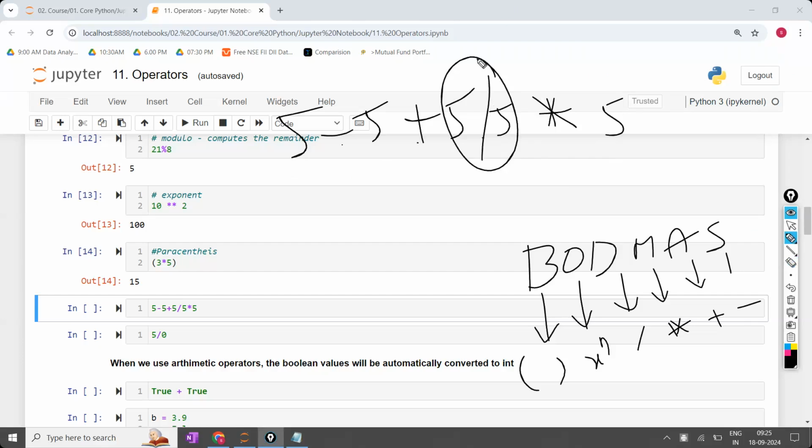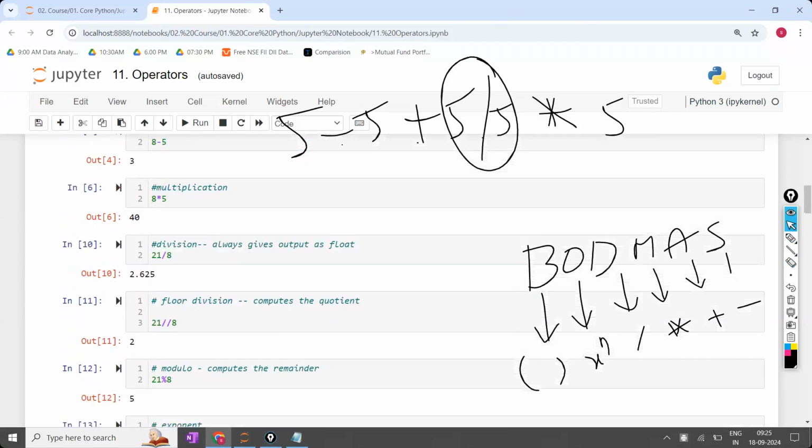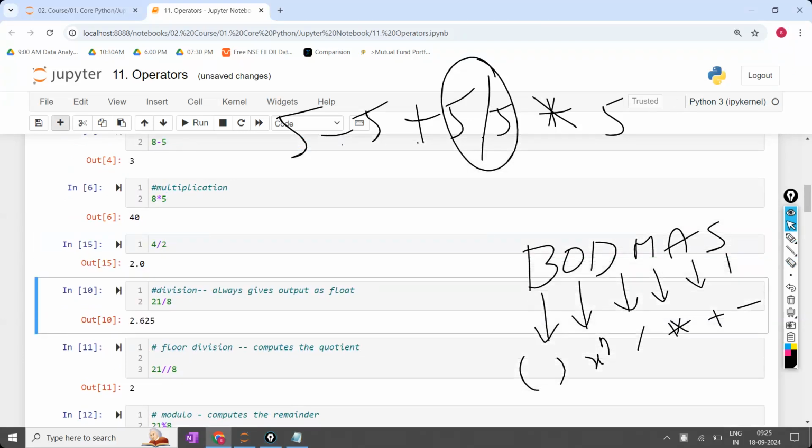And the most important point in Python: whenever you are doing division, you will always get the output as float only. For example, 4 divided by 2. What is the answer? It is not 2, it is 2.0. By default you will get the float whenever you apply the division symbol. And for floating values, if you add, subtract or multiply, the answer will also be float. One float is there means the entire answer will be float only.